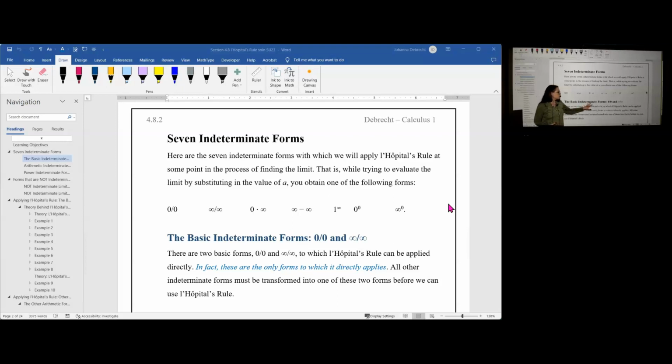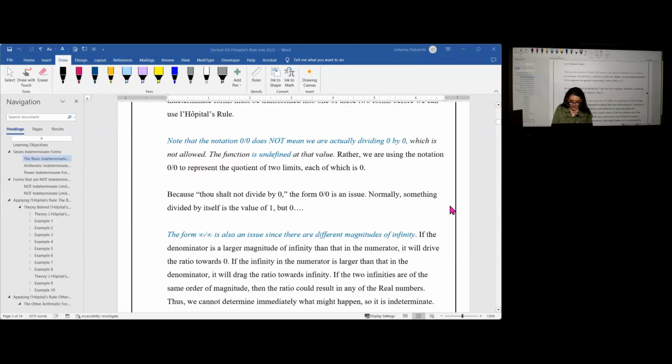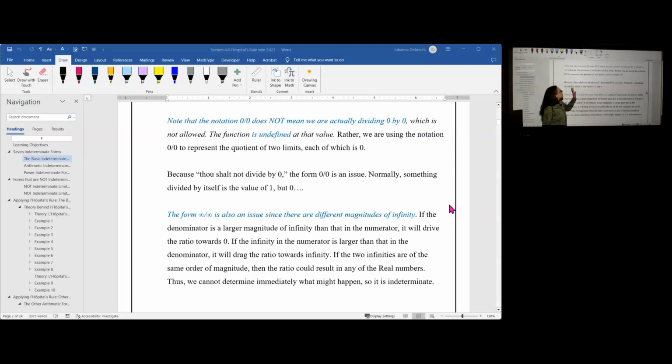Now let's take a look at the 2 basic indeterminate forms. These are the only forms to which we can directly apply L'Hopital's rule. Everything else has to be transformed into them. Notice also that the notation 0 divided by 0 does not mean we are actually dividing 0 by 0. That's not allowed. However, it means that the limit values as x gets closer to a are approaching 0 in the numerator and 0 in the denominator. The limit values are approaching 0 divided by 0.